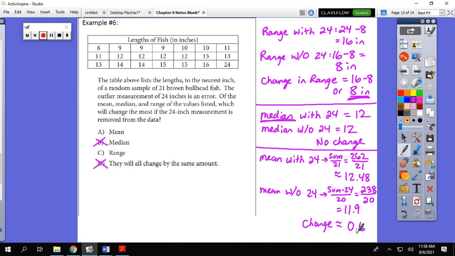So which one changes the most? Okay, the mean is changing by about 0.6, the median is changing by nothing, and the range is changing by 8. Which one will change the most? That would be the range. And again, hopefully there's some shortcuts in logic that you could use to get there a little bit quicker, because again, we only have a minute or two to solve this kind of problem. And even if we've gone really quickly through the first half of the test, we still can't spend more than 2 minutes on this question.